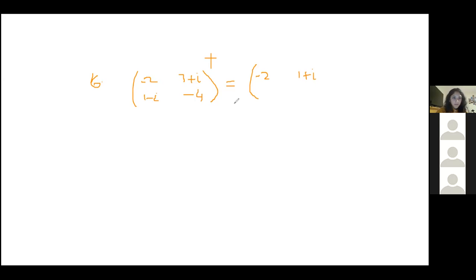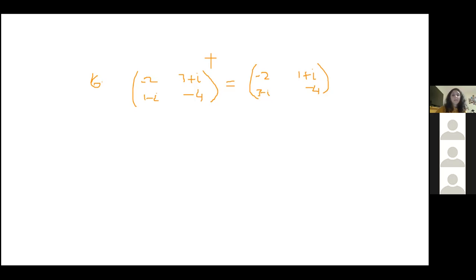3 minus i, perfect. Thank you for your answers, by the way. 3 minus i, and the final term is -4. Great. So that is it. This is how you do a conjugate transpose. Lots of good answers coming in. Very good. So that's what you do for this question. That was nice and simple to start us off with matrices.